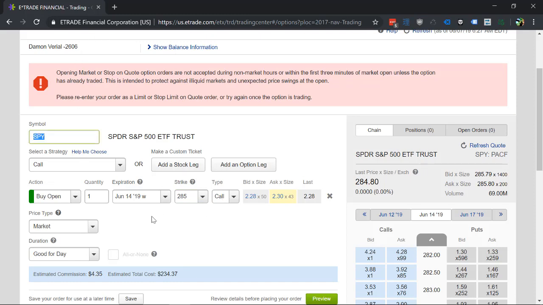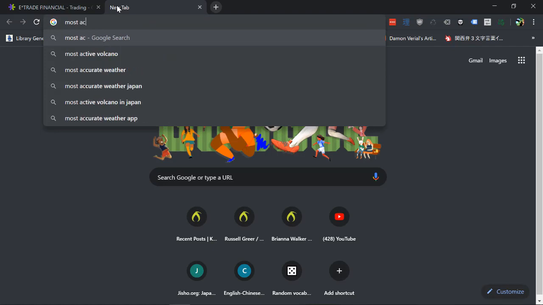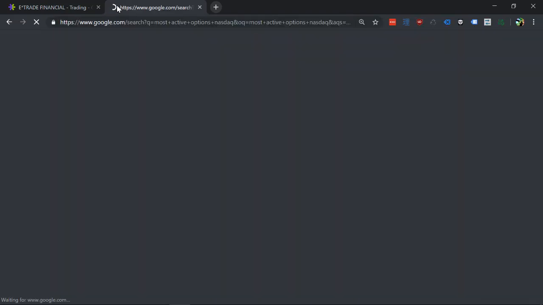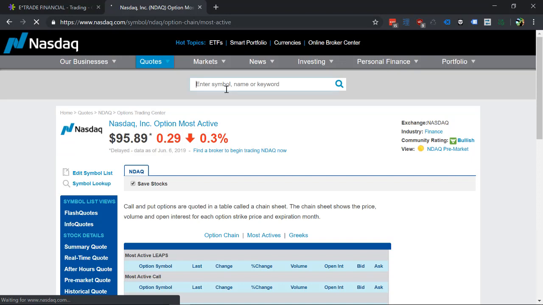Now, one way to look at what's going to change is to just go to the most active options in Google and type NASDAQ, because that's the site we want. And enter your symbol. So we want SPY.